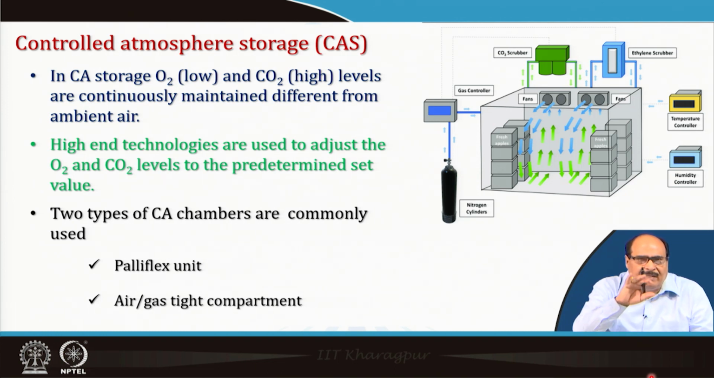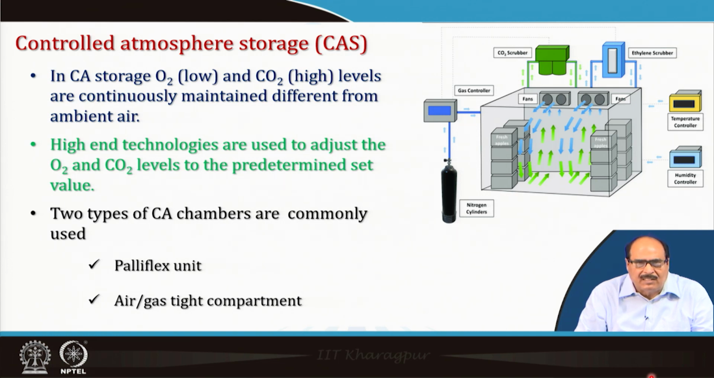So, by maintaining low oxygen level and high carbon dioxide level, we try to regulate the respiration process of the commodity. And of course, high end technologies are used here to adjust the O2 and CO2 levels to the predetermined set value for getting maximum shelf life, maximum advantage as far as the product is concerned. So, there are two types of CA chambers which are commonly used.